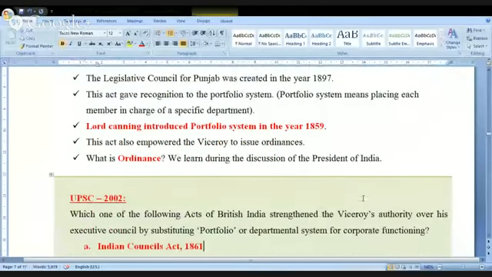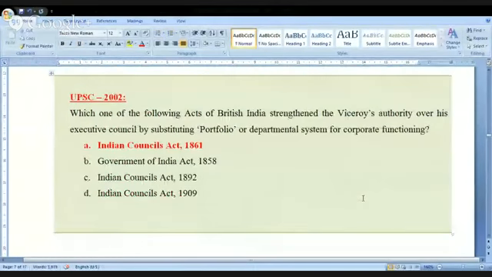Okay. Now, again, I'm going to the next point. Now, look at this. We have a question here, UPSC 2002, and look at this question. What is the meaning of this?